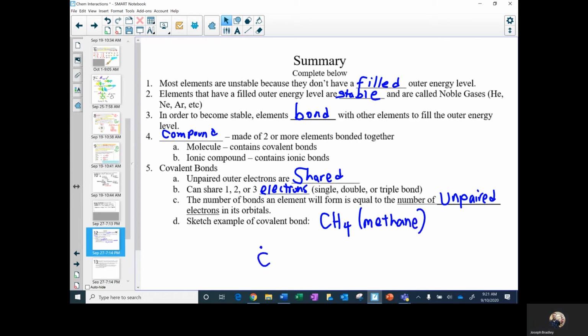So carbon has these 4 outer ring electrons. Then you have hydrogen, which will have one electron that will then share around.